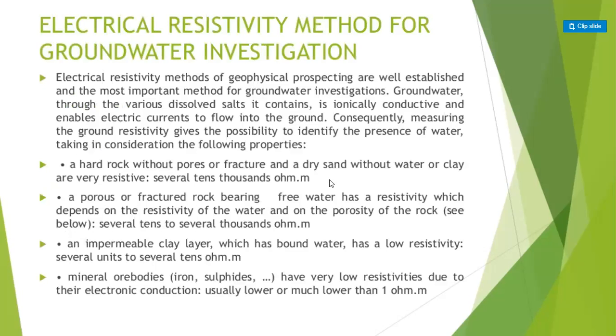So guys, here, the electrical resistivity method for groundwater investigation mainly. Electrical resistivity methods of geophysical prospecting are well established and the most important method for groundwater investigations. Groundwater, through the various dissolved salts it contains, is ionically conductive and enables electric currents to flow into the ground. Consequently, measuring the ground resistivity gives the possibility to identify the presence of water, taking in consideration the following properties.